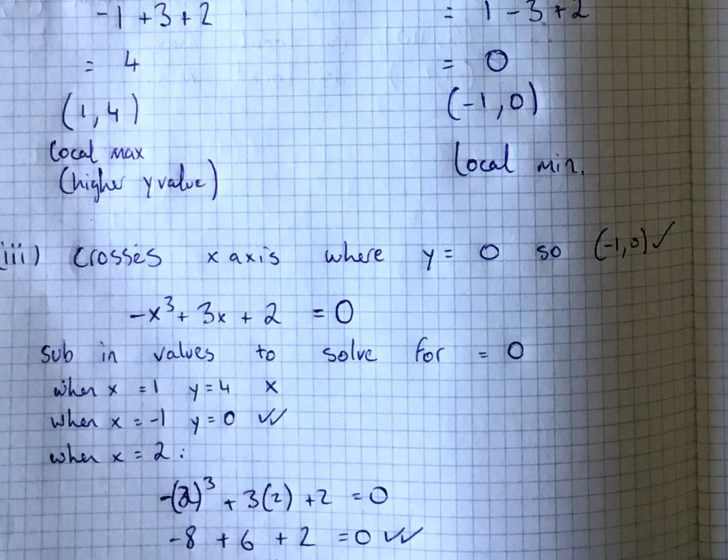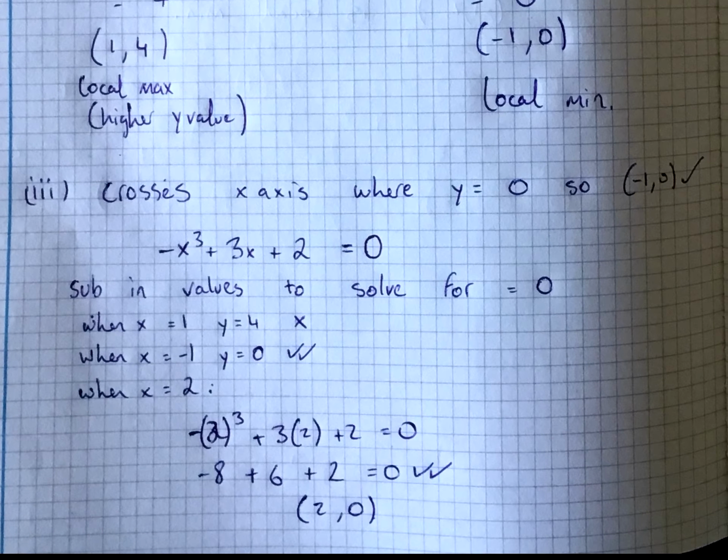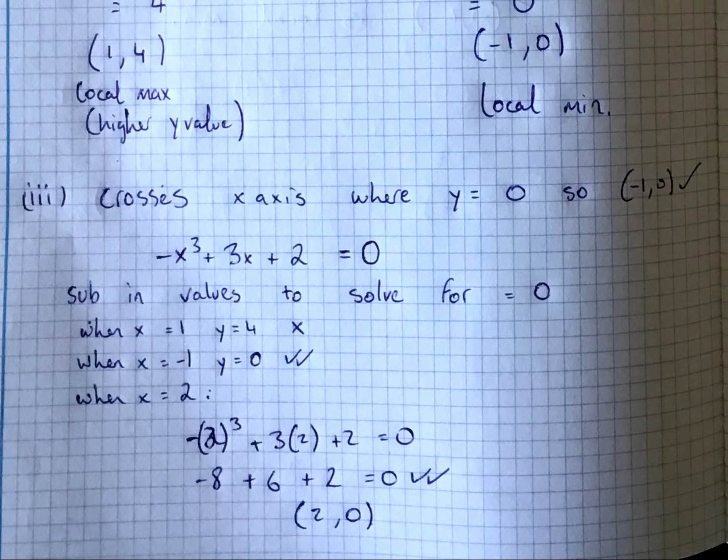Now, to work out what I could do here, I've got my function again, and I'm putting it equal to 0. Remember, because y is equal to that function. So I could solve for x again. Now, look at what I'm saying here. It says to sub in values to solve for 0, to solve that function equal to 0.